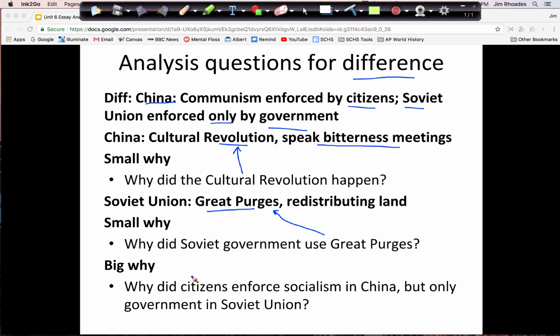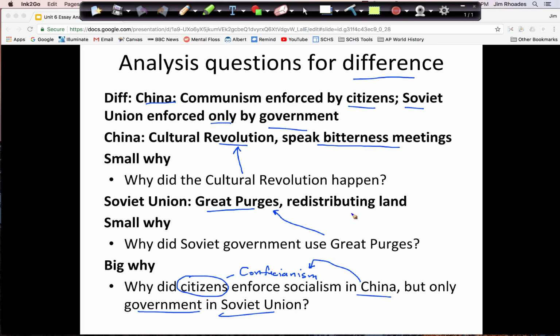And for the big why, I want to focus on this difference of citizens versus only the government. One thing to think about for China is Confucianism. Maybe there's a cultural attitude that's different in these two places that goes way back. That's a hint that can help us explain why people would get involved in creating a country where everyone behaves the same and enforcing that kind of rule, whereas in the Soviet Union, which is more Western, it's more individualistic and directed by the government.